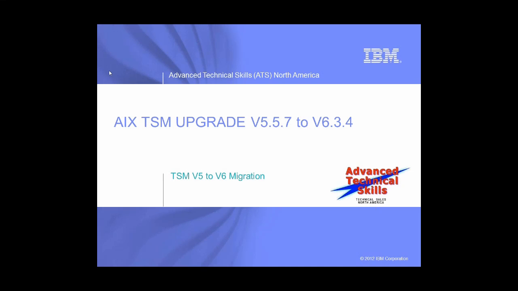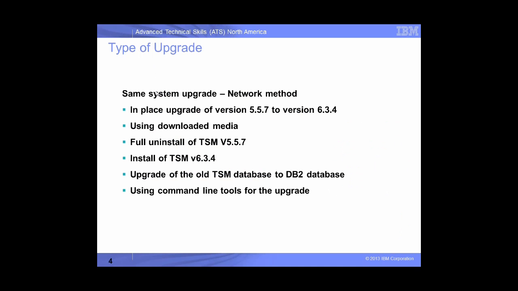Okay, so for this demo, we're going to be doing an in-place upgrade on an AIX system. We're going to be upgrading version 5.5.7 to 6.3.4. So here's a quick summary of exactly what we're going to be doing. We're going to do a same system upgrade. We're going to be using the network method versus media method. It'll upgrade 5.5.7 to 6.3.4.